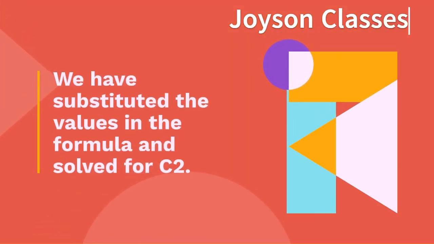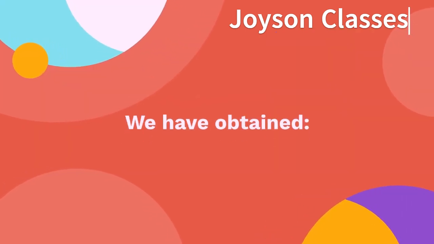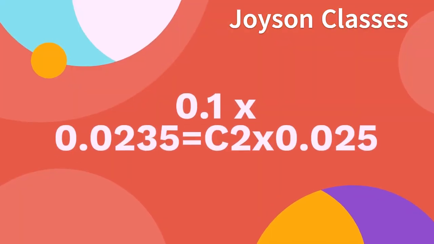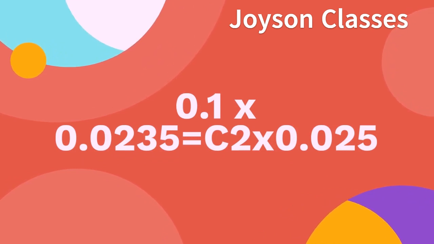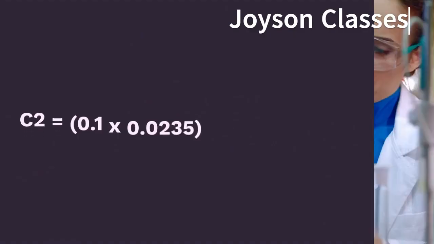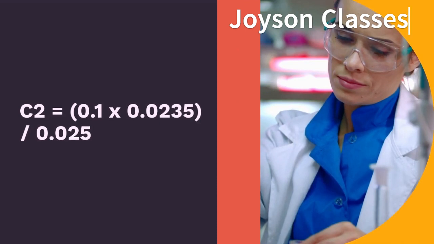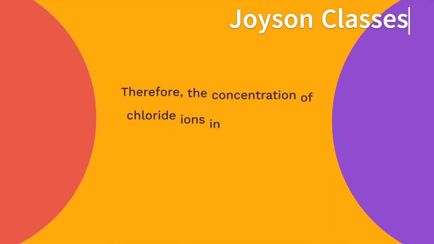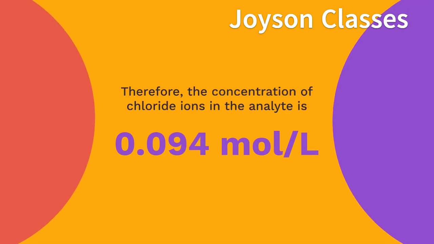We have substituted the values in the formula and solved for C2. We have obtained C1V1 equals C2V2, so 0.1 times 0.0235 equals C2 times 0.025. C2 equals 0.1 times 0.0235 divided by 0.025, which is 0.094 moles per liter. Therefore, the concentration of chloride ions in the analyte is 0.094 moles per liter.